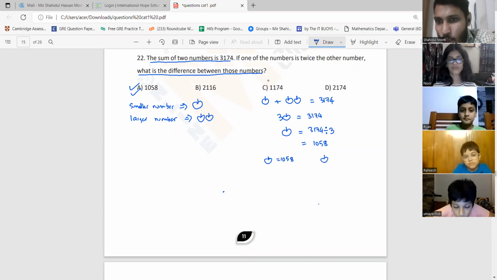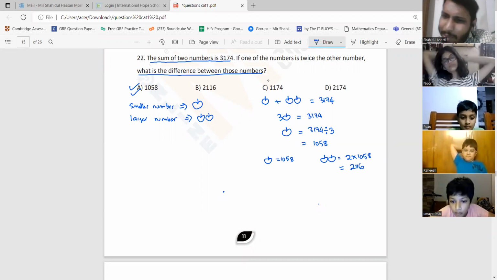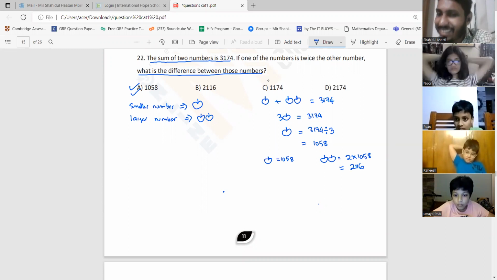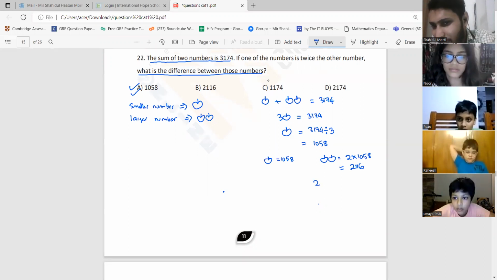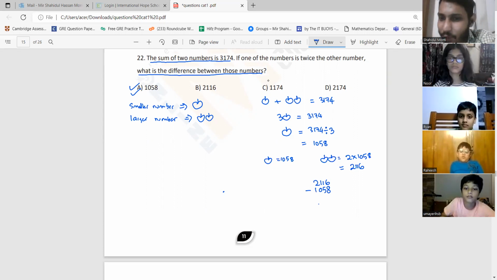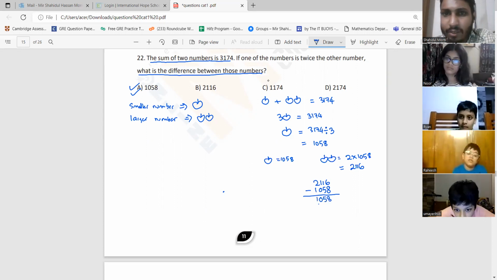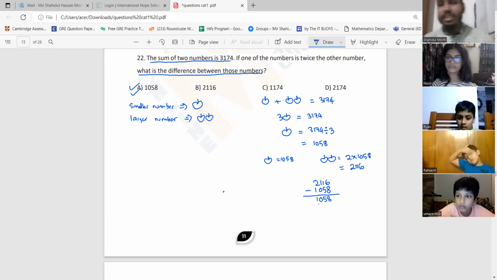The other number is equal to 2 apples. Okay, see, if one apple is equal to 1058, 2 apples will be equal to 2 times 1058, right? And if you multiply it by 2, the answer is 2116. So we understand that one of the numbers is 2116 and the other number is 1058. Now the question says, what is the difference between those numbers? Difference, we have to subtract. So 2116, we subtract 1058, the answer will be equal to 1058. Okay, students, can you follow me up to this?